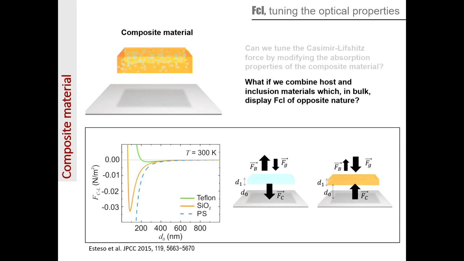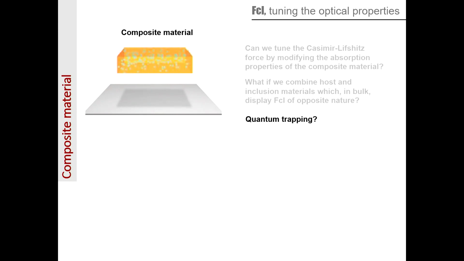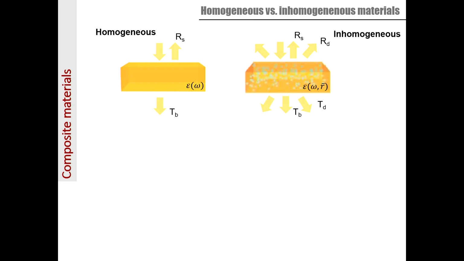What if we combine host and inclusion materials, which in bulk display Casimir forces of opposite nature? This is polystyrene, this is silica, and under similar conditions, they present forces of similar intensity but opposite sign. So if I combine them and change the amount of material, I will probably be able to tune this force. Can I also trap it? Well, the difference between a homogeneous film and an inhomogeneous film with inclusions is that in this case, we are going to have some light that is diffused, scattered by these inclusions.